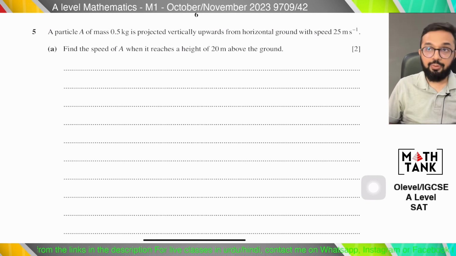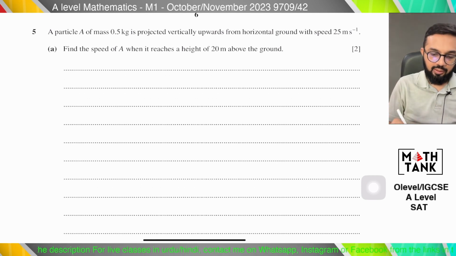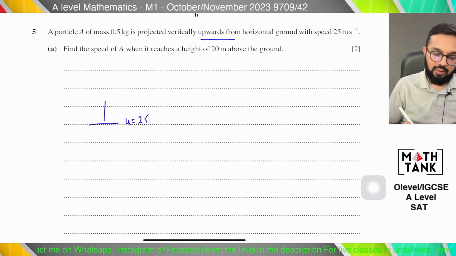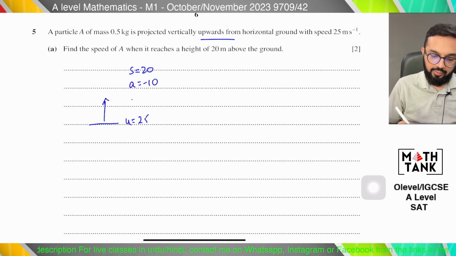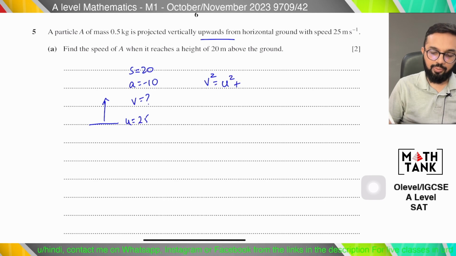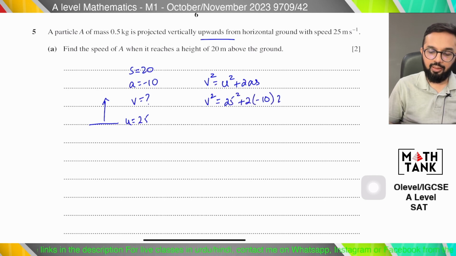It says a particle A of mass 0.5 kg is projected vertically upwards from horizontal ground with a speed of 25. Find the speed of A when it reaches a height of 20 meters above the ground. The acceleration has to be minus 10. So I'm asking you to find the speed of the particle. So v squared equals u squared plus 2as. V squared is unknown. So 25 squared plus 2 times minus 10 times 20.